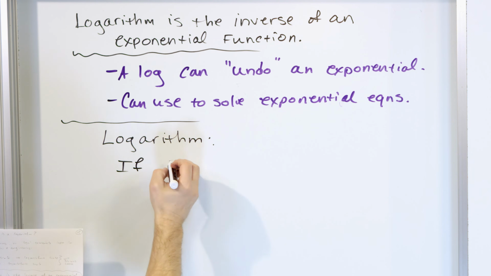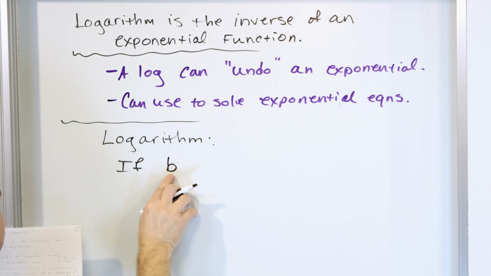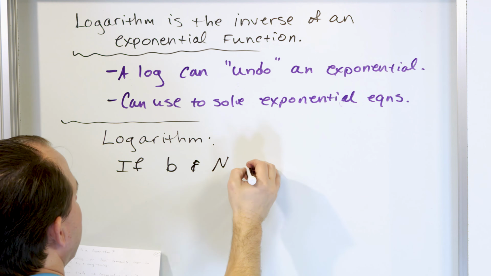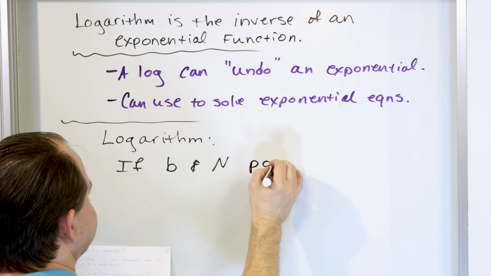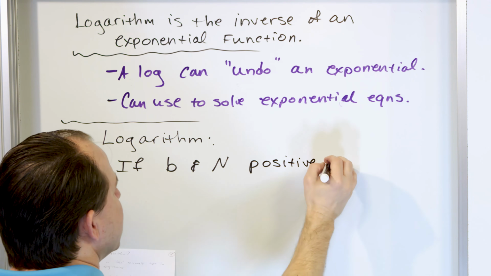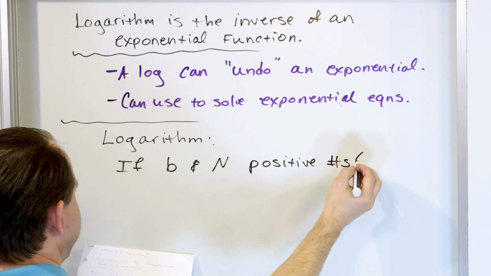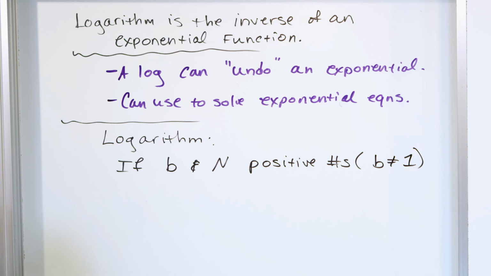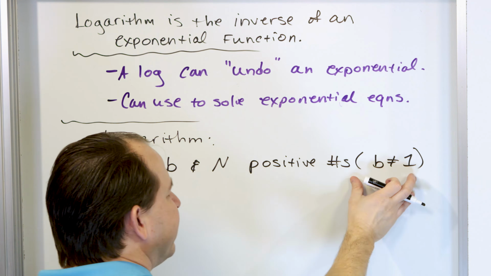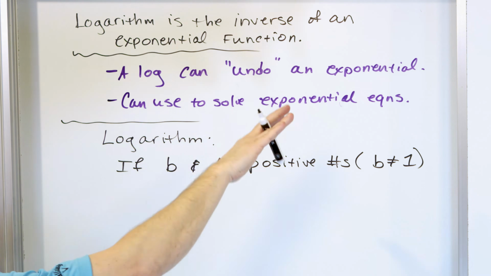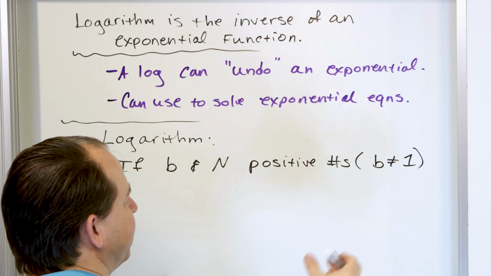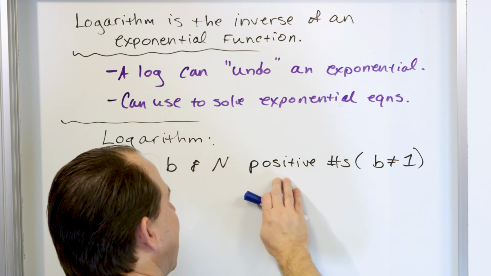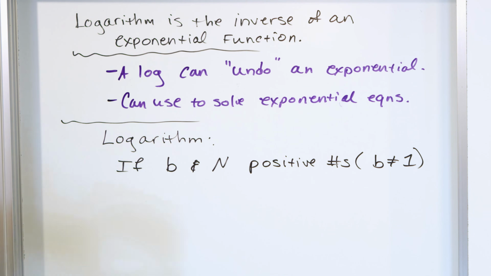If the number b, this is a letter, but we're going to call it a number b, and the number n are positive numbers with b not being equal to 1, because b is going to end up becoming the base of the logarithm. And we already know that the base of an exponential can't be 1 because we talked about if you have a 1 as a base, you don't have an exponential function anymore. But anyway, if we have these two numbers b and n, they're both positive, but the base can't be equal to 1.